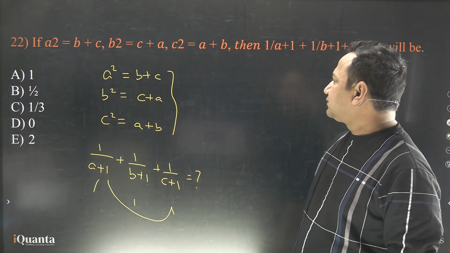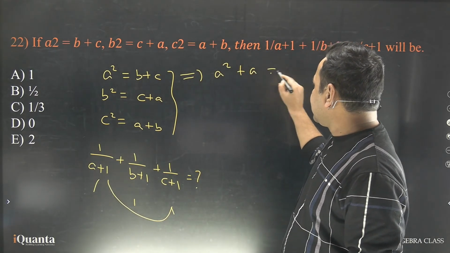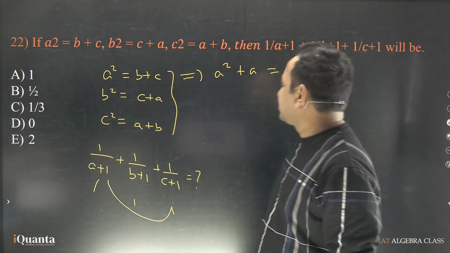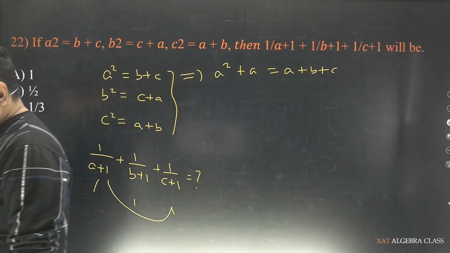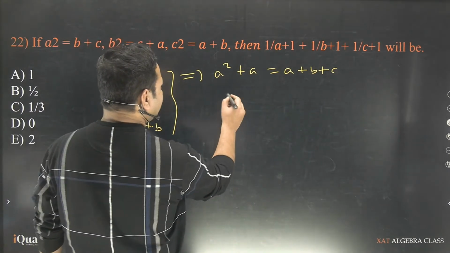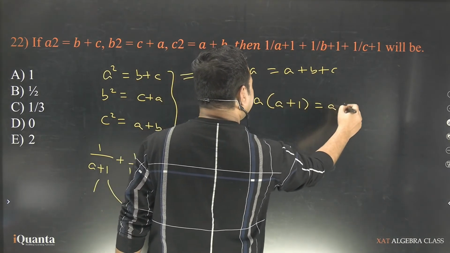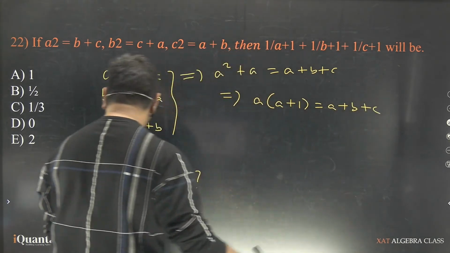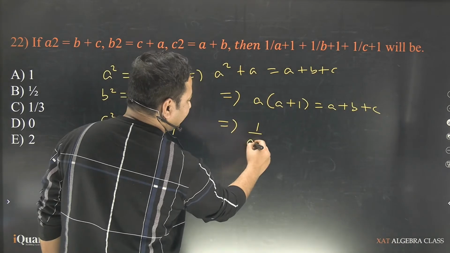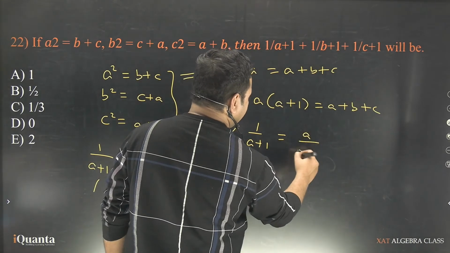How to do that? Well, what if I add a here? I'll get a square plus a is equal to a plus b plus c. Now why did I do this? Because I can take a common and I will be having a plus 1. Is that right? Got it, everyone? So if I take a common, I'll get a into a plus 1 is equal to a plus b plus c. Now I think my life will be better. But this is what I always wanted. So I'll just write 1 upon a plus 1, cross multiplying. I'll get a upon a plus b plus c.